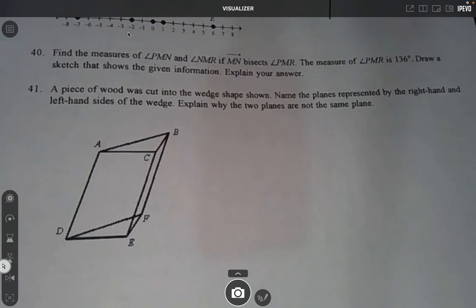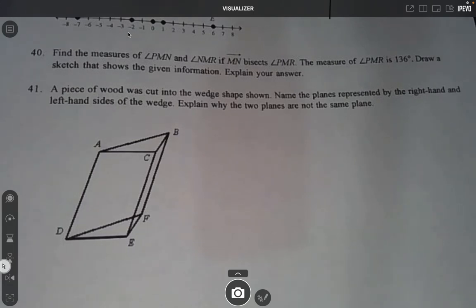A piece of wood was cut into this wedge shape. If you look at the wood by your fireplace, they kind of look like this. Okay, similar to that. It says name the planes represented. So we must name some planes first. Half the time, people forget this part and get points off on the test. Name the planes represented by the right and the left.